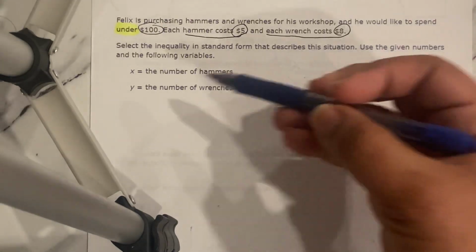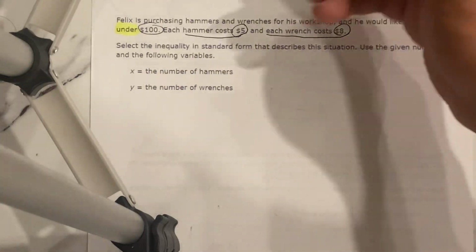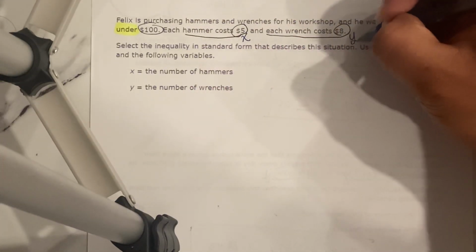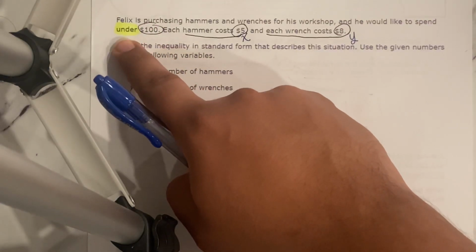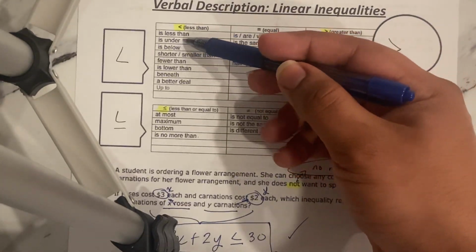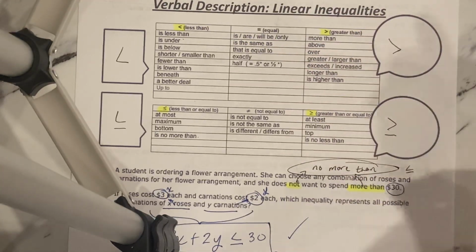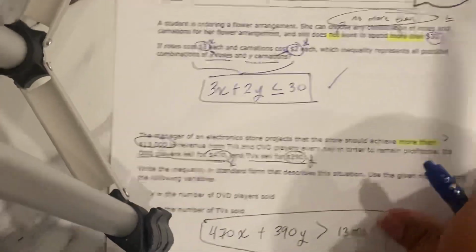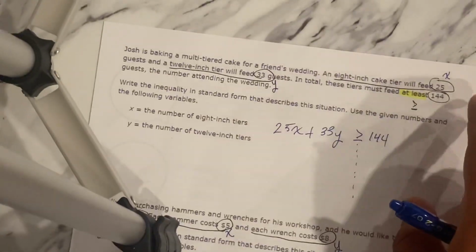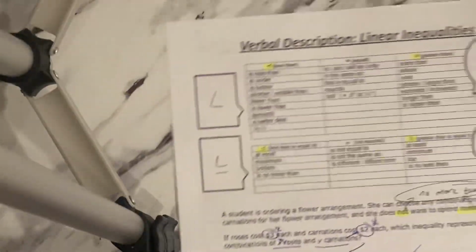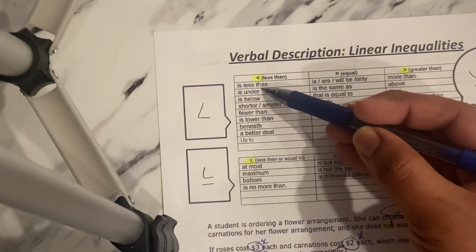Okay. X is hammers. Y is wrenches. And that's the total. Let's check what under is. Under, less than. Oh, I think I did a pretty good job. We did a less than or equal to, a greater than, a greater than or equal to, and now we're doing a less than. Cool. So yeah, under is less than.